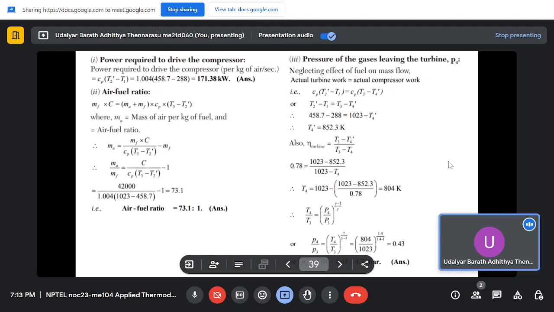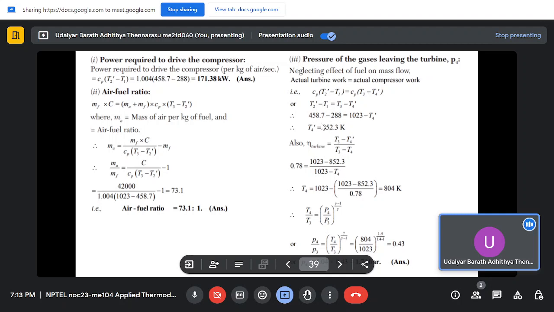So the next is to find out the pressure of the gas leaving the turbine at state 4. To find that, we know that the work generated, assuming an ideal case, in this turbine is used to run the compressor. So the compressor work will be equal to the work generated in the turbine. So Cp (T2' minus T1) will be equal to Cp (T3 minus T4'). Using that, we can find out the temperature at state 4 will be 852.3 Kelvin.